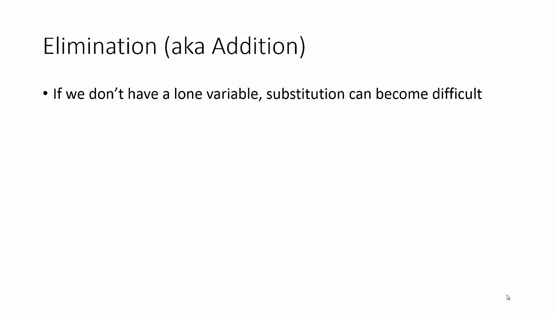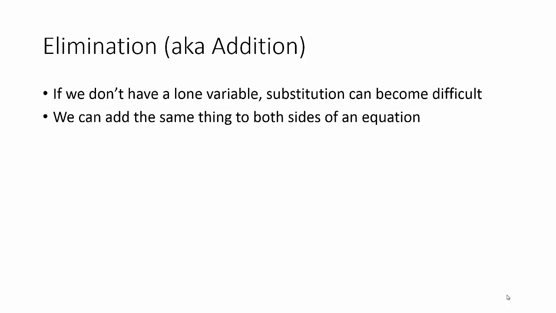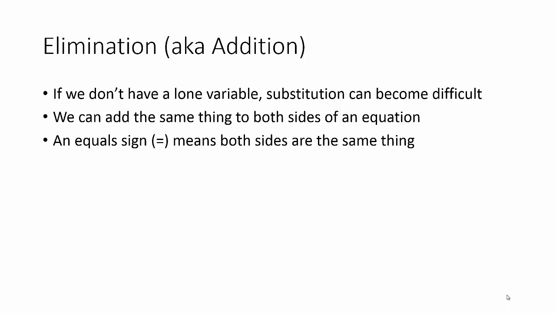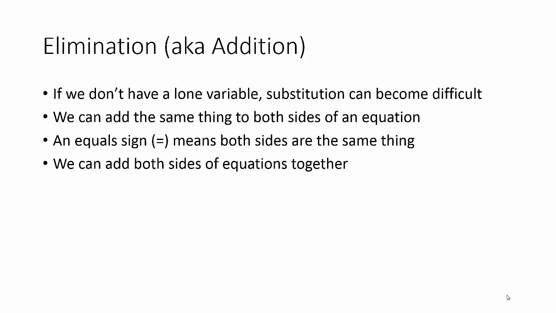The idea here is if we don't have a lone variable, the substitution method can become very difficult to solve because the fractions get ugly. However, we do know some things. We know we can add the same thing to both sides of an equation and we'll still get a true statement. We also know that an equal sign means both sides are the same thing. So we can add both sides of both equations together. Let me show you what that means.